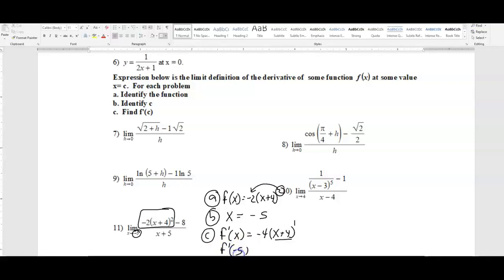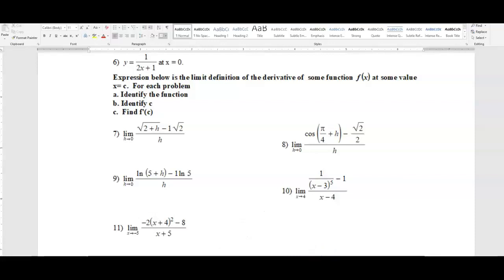So at this point, I'm plugging in my negative 5. And negative 5 plus 4 is negative 1. Negative 1 times negative 4 is positive 4, which is my final answer. All right, so later.